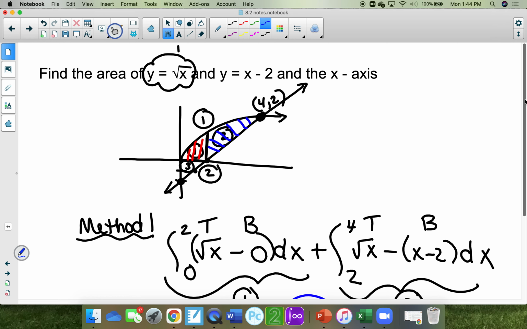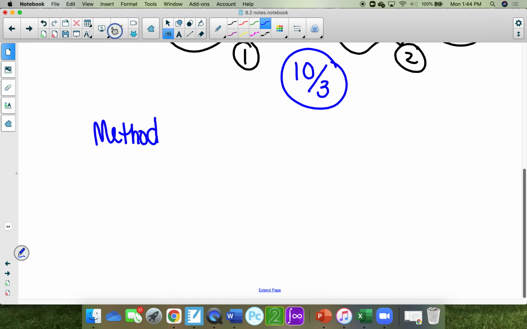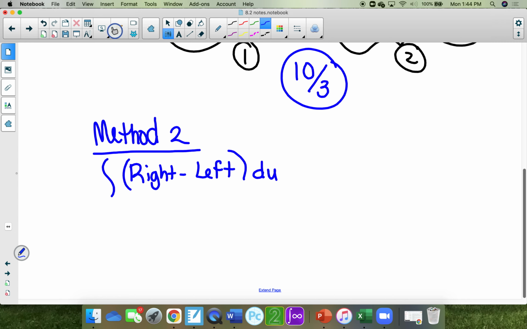And all I'm going to do is do the top minus the bottom. And the top would be this, and the bottom would be this curve. So you could do top minus bottom, or not top minus, right minus left, sorry. Right minus left, if you don't want to do top minus bottom. And the right is this. So this is just another method. Method number 2 would be right minus left. So you would have to work in terms of y in this method.